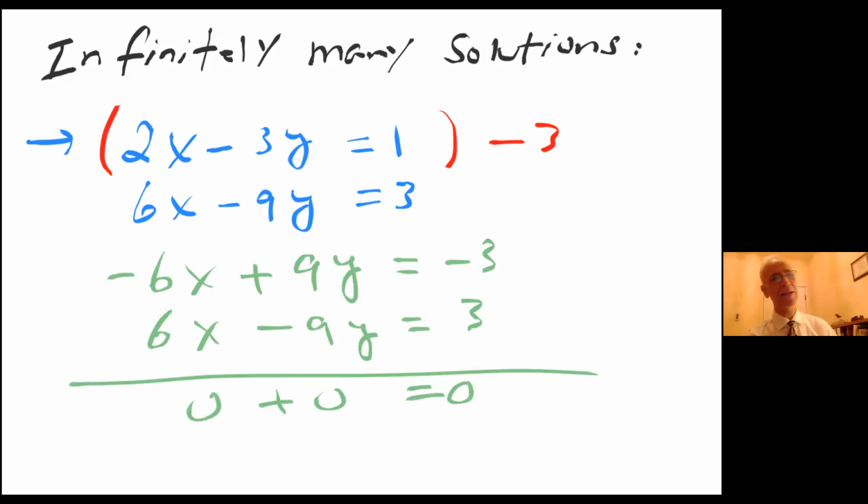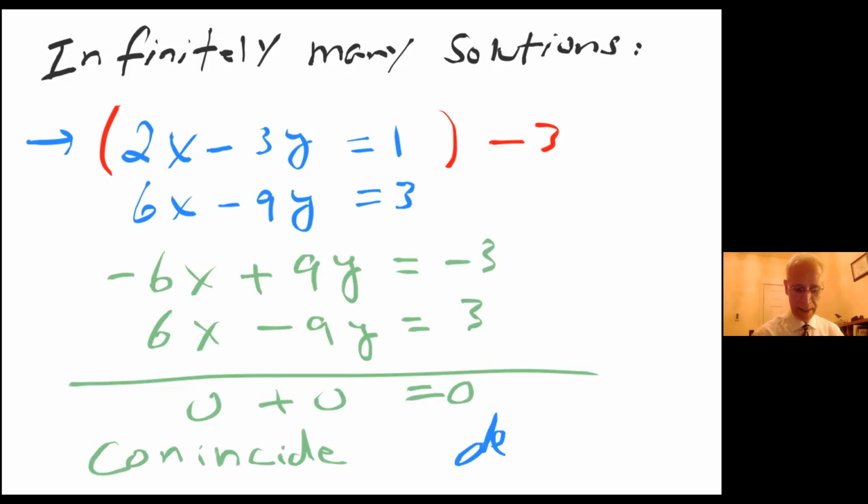What does that mean? That means that the graph is the same line. That means that the graphs coincide. So if you graph them separately, you can't tell the difference. The graph of both equations coincide. One is a multiple of the other. Okay, so in math, we also call that dependent.